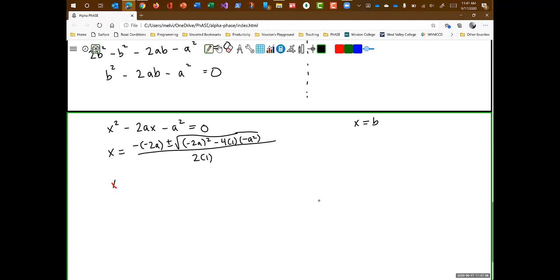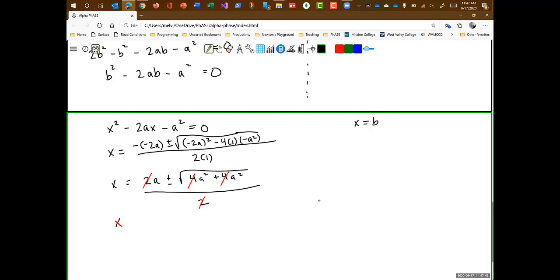Well, this becomes 2a plus or minus the square root of 4a squared plus 4a squared, over 2. Now, notice underneath the square root, we could factor out a 4. And the square root of 4 is 2. Guess what? We have a 2 in the numerator, 2 in the denominator. Those all cancel out.